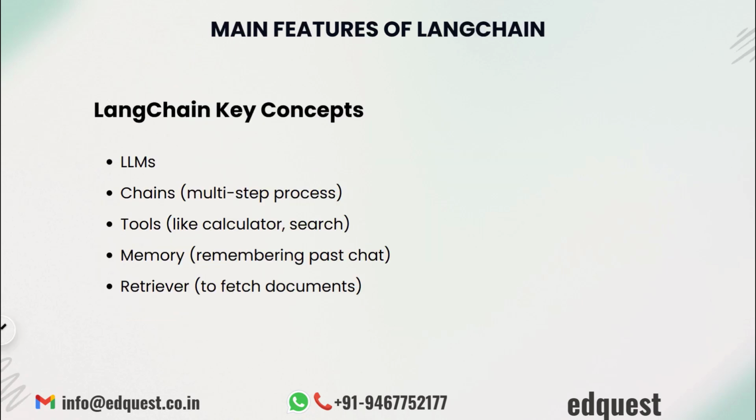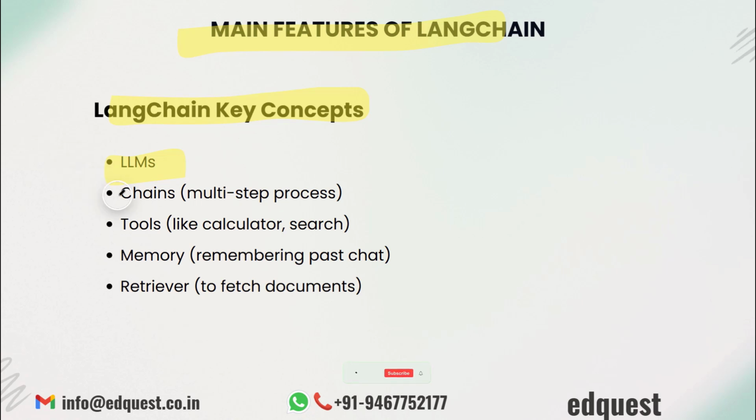Alright, let's break down the core building blocks of LangChain. The things you will be using over and over when building AI apps. There are 5 key concepts. LLMs. This is the heart of your app. The actual language model like GPT-4 or Gemini, it does the reasoning, summarizing, chatting, coding, all the generative stuff. LangChain gives you simple tools to plug in any of these models with just a few lines of code.